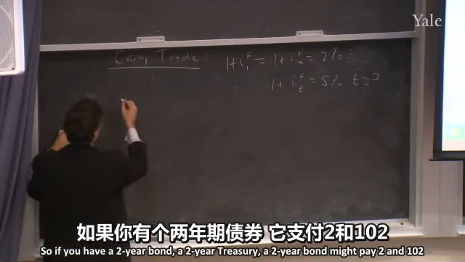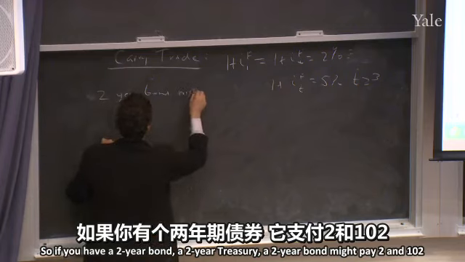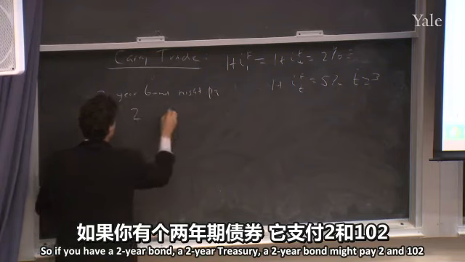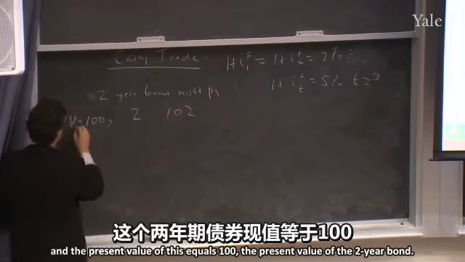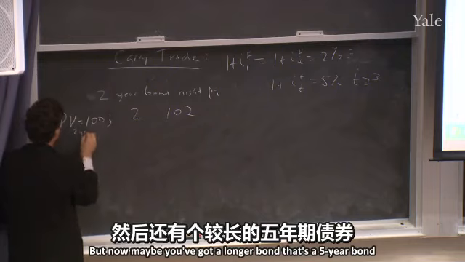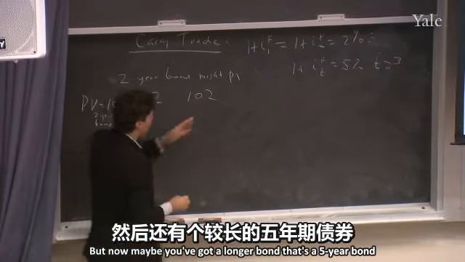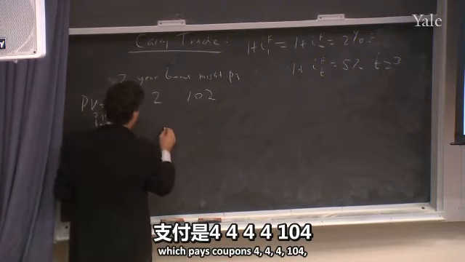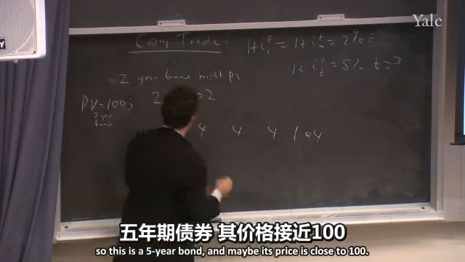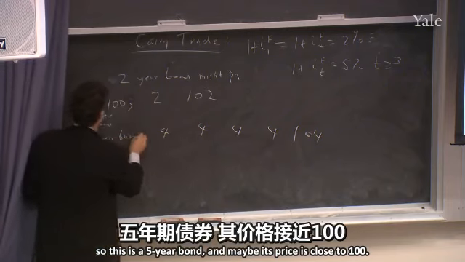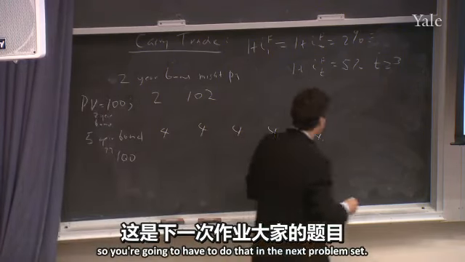All right, so if you have a 2-year bond, a 2-year treasury, it might pay 2 and 102. And the present value of this equals 100. Okay, but now maybe you've got a longer bond, a 5-year bond, which pays coupons 4, 4, 4, 4, 104. So this is a 5-year bond. Maybe its price is close to 100. Actually, I haven't worked out the numbers, so you're going to have to do that in the next problem set.